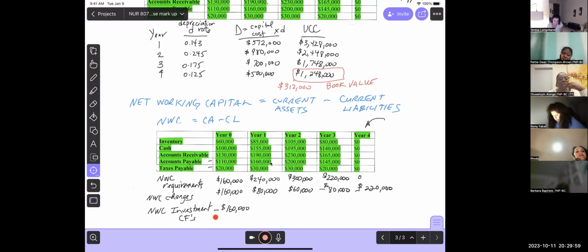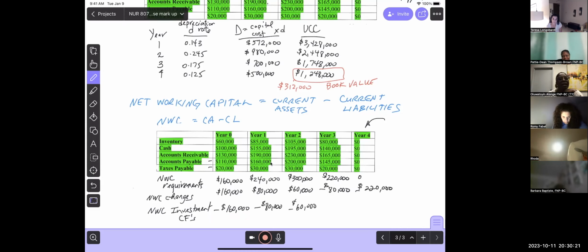I have to invest $160,000 immediately. I have to invest an additional $80,000 at the end of the first year. And then at the end of the second year, I have to invest an additional amount, right? Because investments are negative cash flows.